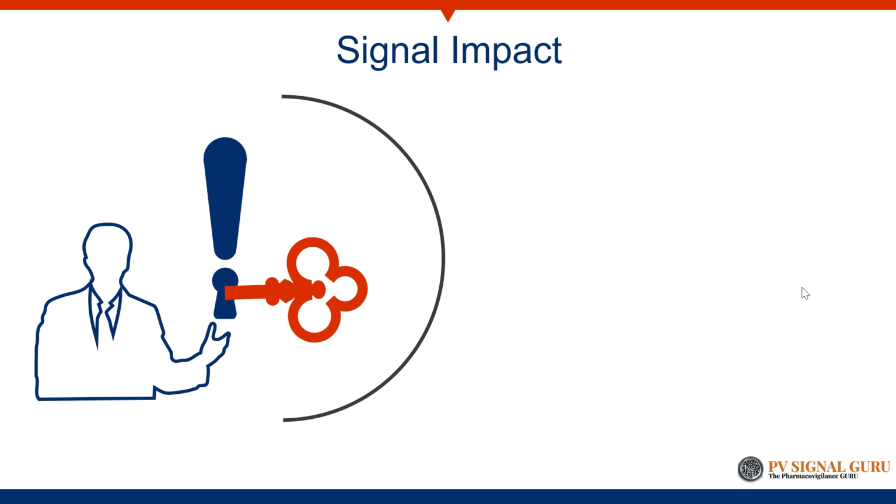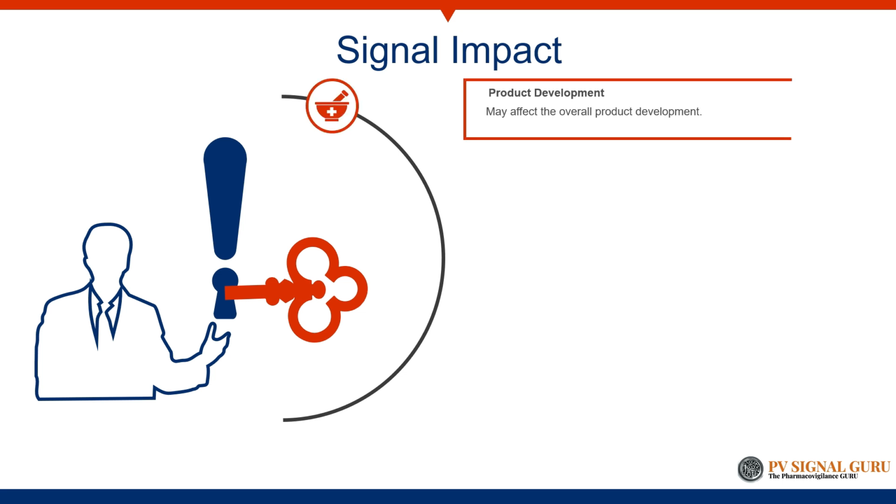Now that we've explored what a signal is, its sources, the signal management process, and signal evolution, let's dive into understanding the impact of a signal on a product. A confirmed signal can influence various aspects of a drug's life cycle, including drug development or the product development. If the product is in ongoing clinical trials, the new safety information may impact its development.